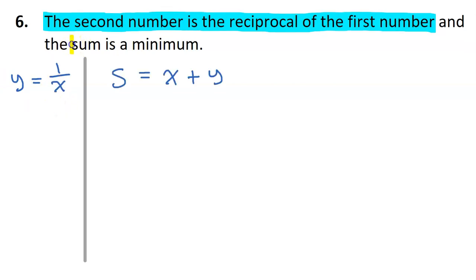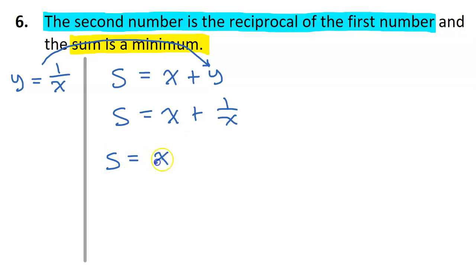We are again being asked to minimize the sum. But let's make the substitution so we can get one variable instead of two. So we can write the sum as x plus 1 over x. Later I need to take the derivative, so it will be easier if I write it as x plus x to the negative 1 power.